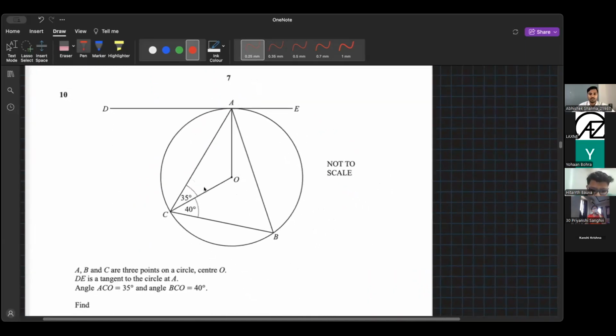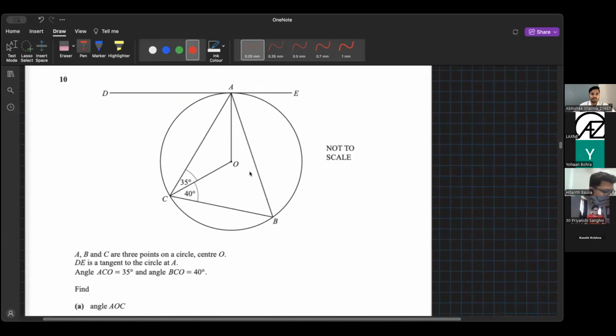Okay. Now circle theorem. Question number 10. A diagram is given to us. It says A, B, and C are the 3 points on the circle with center O. The line D is tangent to the circle at A. That means the tangent to the circle is always perpendicular to the radius.